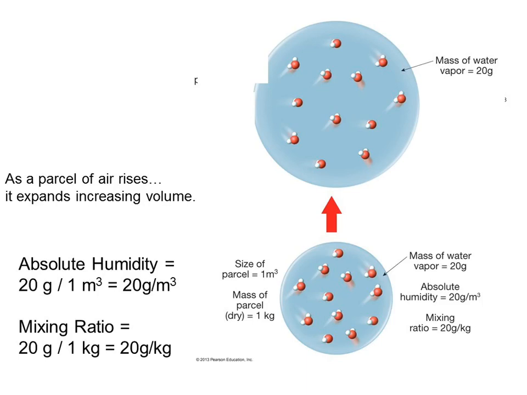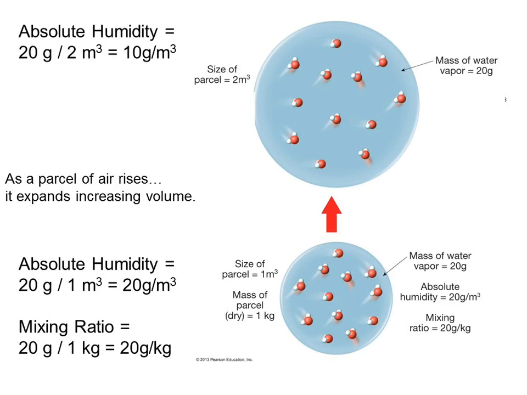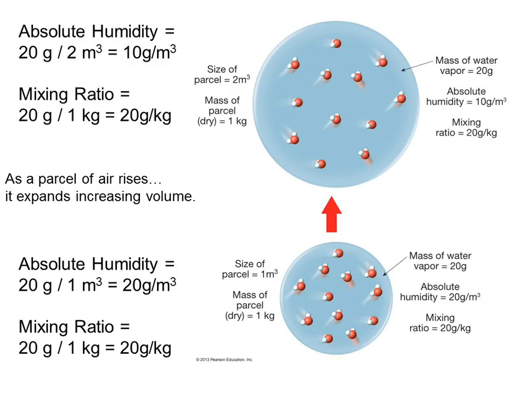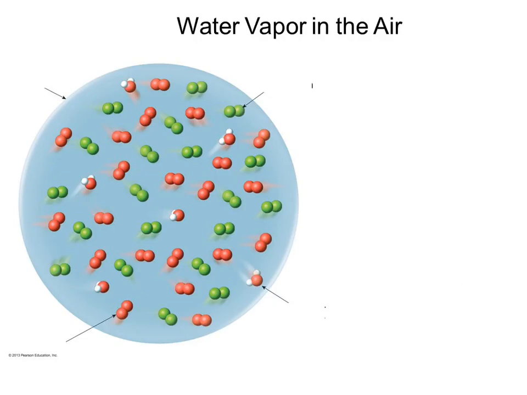So let's just say that no water vapor was lost or gained. Let's say its new volume is twice of what it was before. So now its new absolute humidity is different. It's what? A half of what it was before, right? Because now you take the 20 grams of water vapor divided by now the 2 cubic meters. Okay? So that's 10 grams per cubic meter. Mixing ratio should be the same. And it is. Okay? So two other ways of expressing water vapor in the air. That's important to the upcoming discussion.